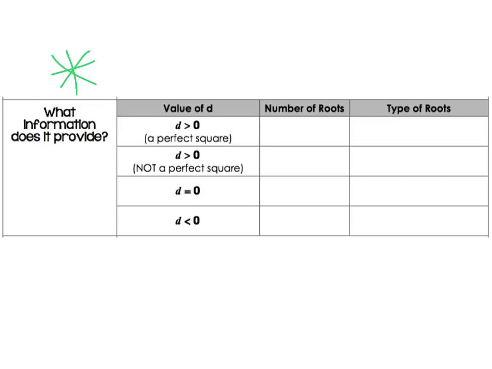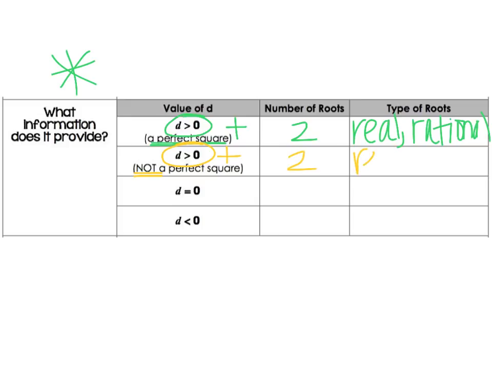If we find the discriminant and we see that it's greater than 0, so we know it's positive, and it's a perfect square, so it's 1, 4, 9, 16, 25, 36, 49, and so on. So if it's positive and it's a perfect square, that tells us that there's going to be 2 roots, and both of those roots are going to be real and rational numbers. Now, if we find the discriminant and it's positive, but it's not a perfect square, that tells us there's going to be 2 roots, and they're going to be real, but they're going to be irrational.